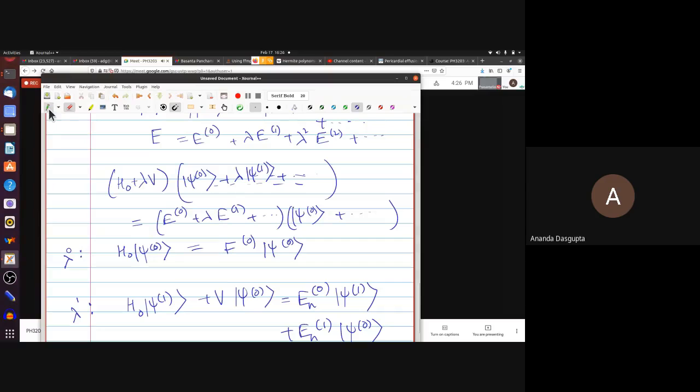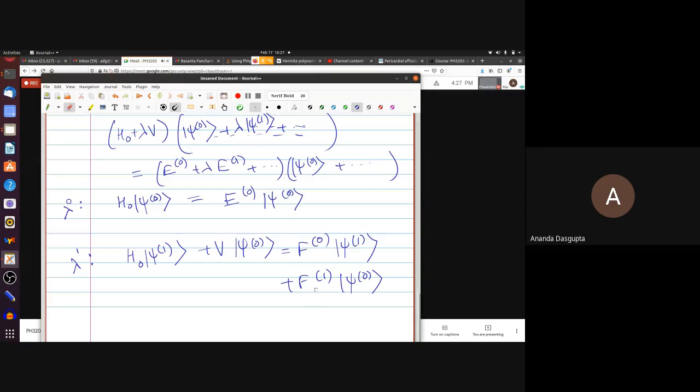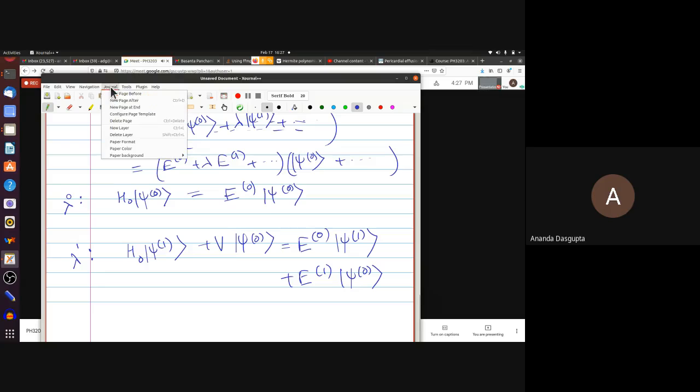H0 psi 0 is E0 psi 0, H0 psi 1 plus V psi 0 is E0 psi 1 plus E1 psi 0, and so on. Those are the equations that you get, and you get higher and higher order equations after this. And using these equations, you can find out the correction terms E1, E2, E3, and so on, and psi 1, psi 2, psi 3, etc. as well. Now, what is being referred to is the fact that ultimately it turns out that you can find out psi 1 almost completely.